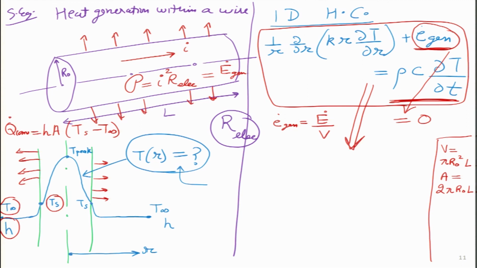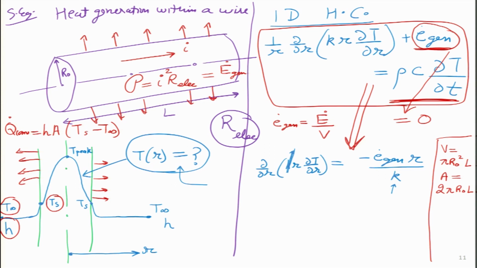So, we will have to integrate this equation twice because it is a double differential. If I integrate it one time, what do I get? I will write this equation over here. We have del by del r of K r del T by del r, and on the right hand side we have minus E dot gen into r. For simplicity I am going to assume that this k is constant, so I can take it out and put it over here. I hope this part is clear to everyone.